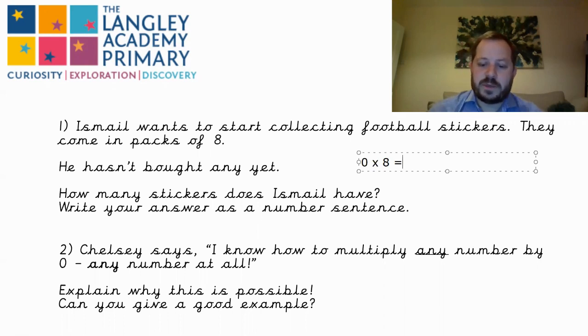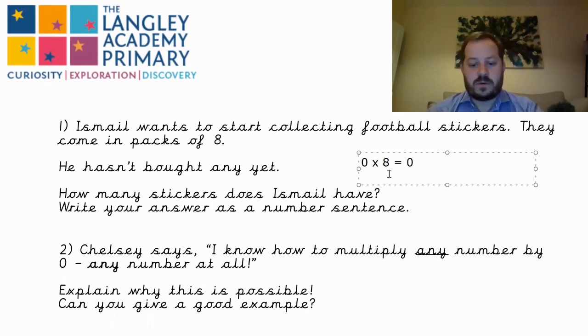So when you times by 0, the answer is always 0 because you have none of that lot that you're talking about. It doesn't matter if we have it as 0 times 8 or 8 times 0, the answer is still 0. Because if I've got 8 and I want none of them, I've still got none of them. Or if I've got nothing and I have 8 lots of nothing, I still have nothing. So when we times by 0, the answer is 0.